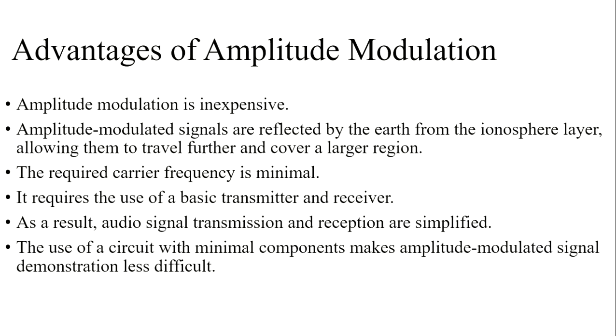Next we go for the advantages of amplitude modulation. First, amplitude modulation is inexpensive. Second, amplitude modulated signals are reflected by the earth from the ionosphere layer, allowing them to travel further and cover large regions. The required carrier frequency is in a minimal range. It requires only a basic transmitter and receiver. In audio signal transmission, reception is very simple. The use of circuits with minimal components makes amplitude modulated signal demodulation less difficult.